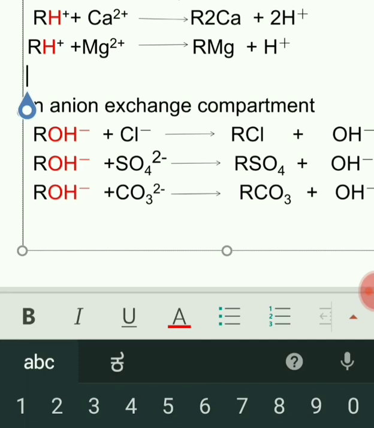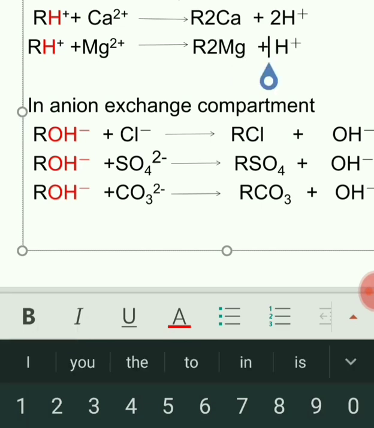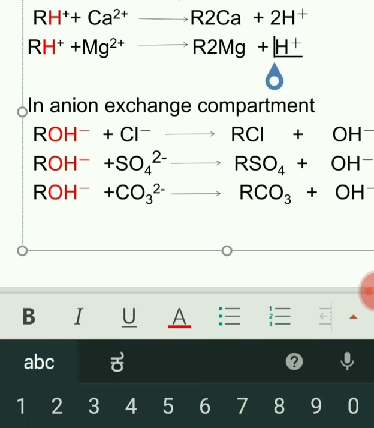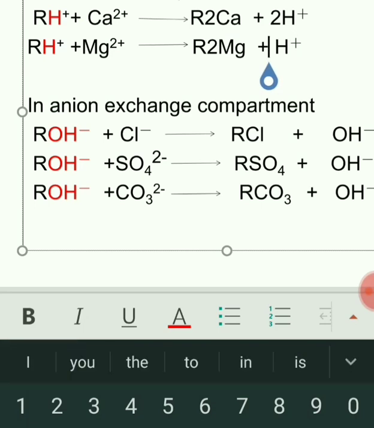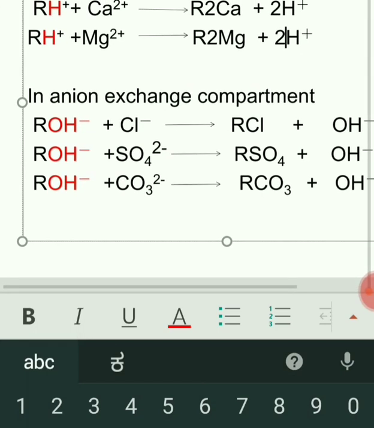R minus H plus. So the valency of magnesium is 2, so it should be R2Mg plus 2H plus. Now the reaction is balanced. The 2 has to be written in subscript.